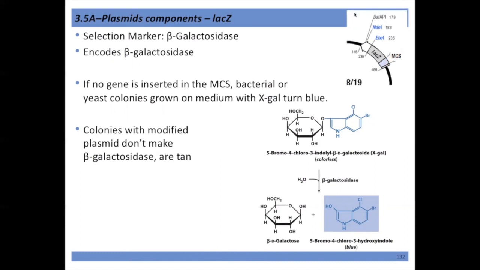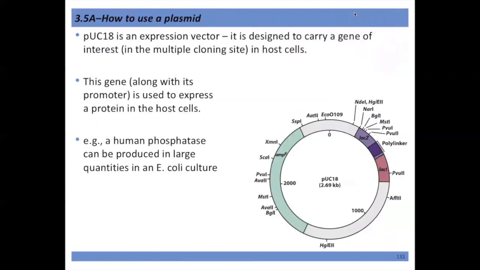Blue is bad, it means that you didn't transform your plasmid or your organism. White means that you did, meaning that you inserted a piece of DNA here and it no longer makes the enzyme because I've cut that piece up. And again, this is going fast. It's just kind of giving you an idea of what you can do. So what we really need to take home from this is, yeah, we can manipulate DNA.